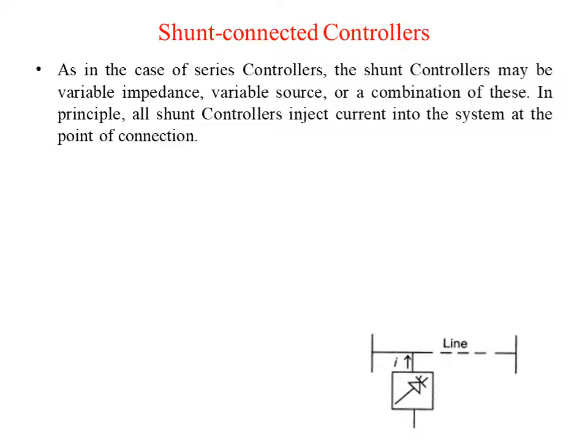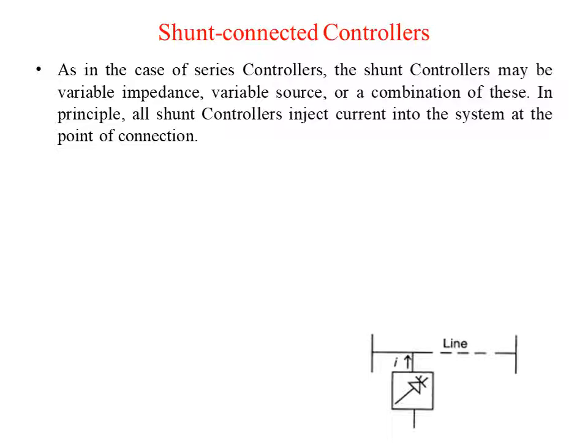So previously we have covered series connected controller. Today we'll start with the second type of FACTS controller, that is shunt connected controller. As in the case of series controller, the shunt controller may be variable impedance, variable source or a combination of these. In principle, all shunt controllers inject current into the system at the point of connection.